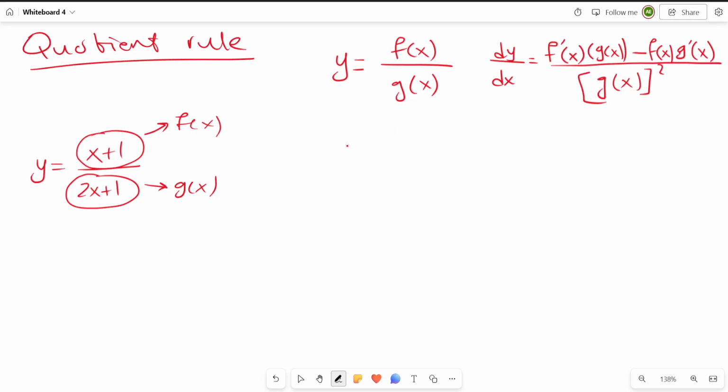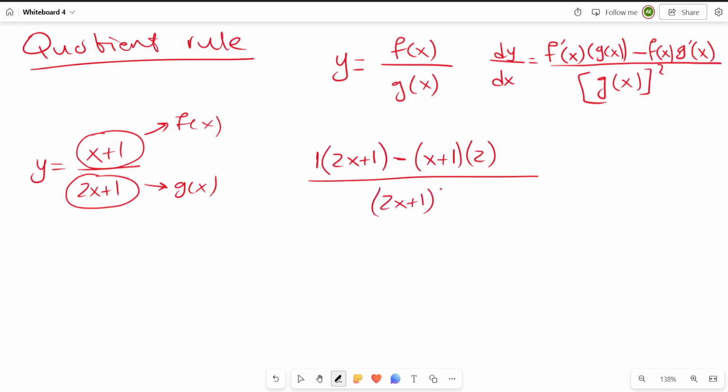So our rule says that this is a differentiation of the first function, and the differentiation of x plus 1 is basically 1. And then I multiply the second function, which is 2x plus 1. Then I subtract the first function, which is x plus 1, multiplying the derivative of the second function, which is the derivative of 2x plus 1, and that is 2. And all of that is dividing g of x, which is 2x plus 1 squared.